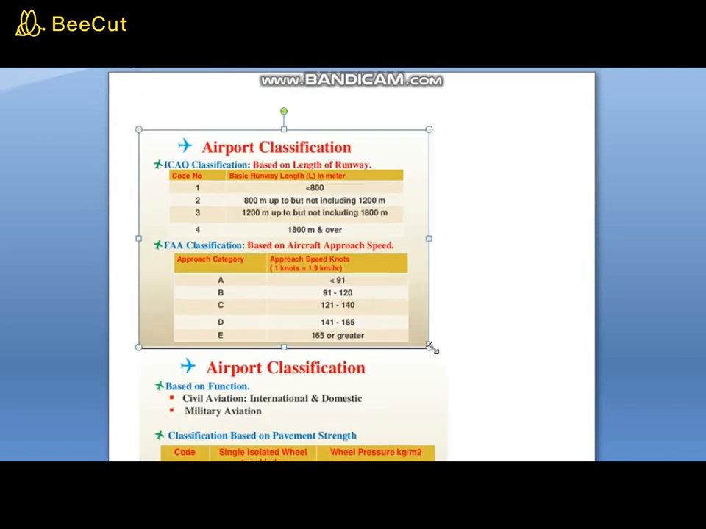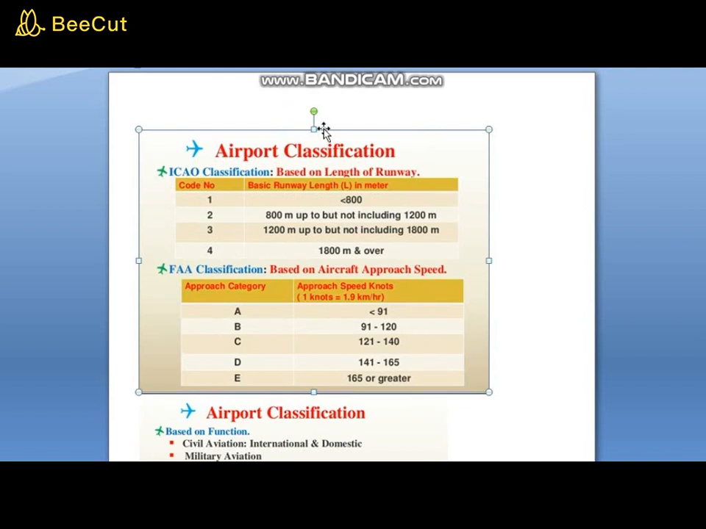The next classification is based on runway length. ICAO gives numbers, code 1, code 2, code 3, code 4, which are nothing but the length of the runway. Again, FAA classification is based on aircraft approach speed. Codes are given A, B, C, D, E based on the speeds of an aircraft.